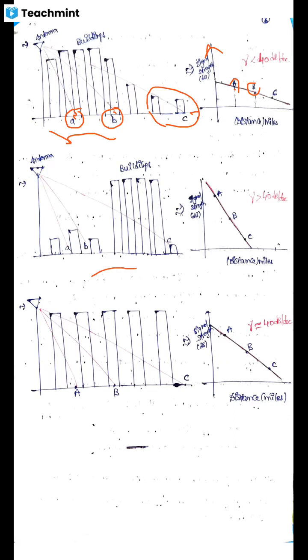Now coming to the second case. Near the antenna, it is similar to an open area, that is, the heights of the buildings are low.